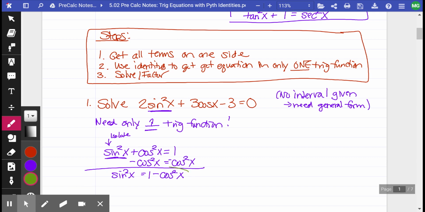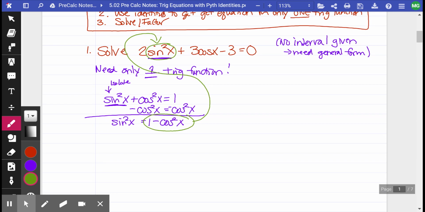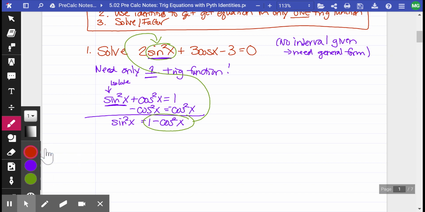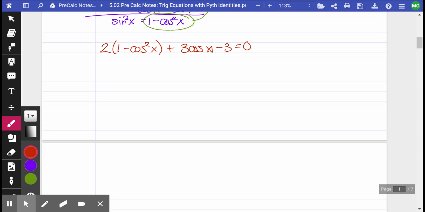All right, so now everywhere I see a sine squared, I'm going to replace it with 1 minus cosine squared x. That way I'm going to have everything all in cosine. So I'm taking out sine squared. Now this is a binomial, so it is really important that you put it into parentheses. And the rest I'm just going to rewrite. So 3 cosine x minus 3 equals 0.